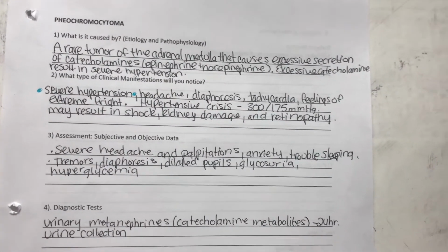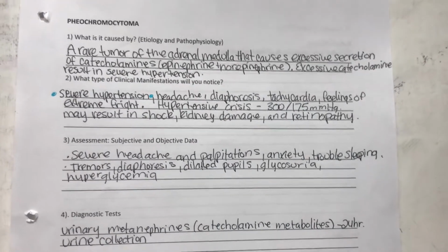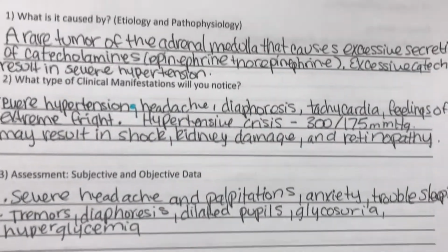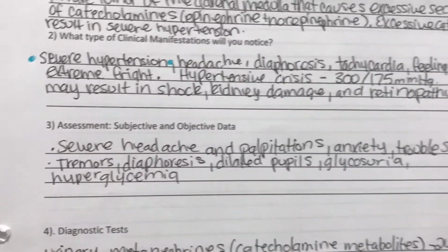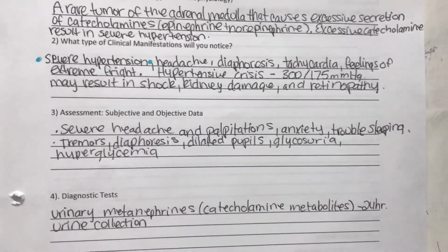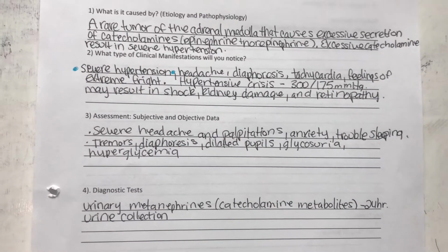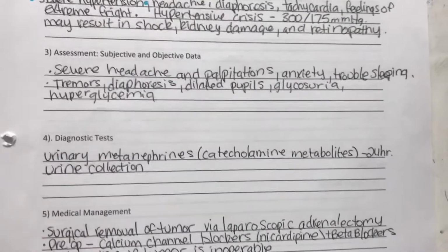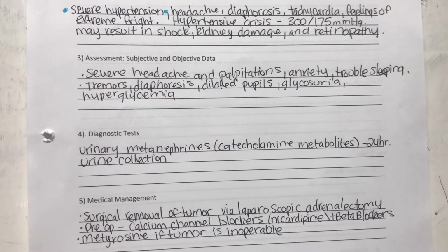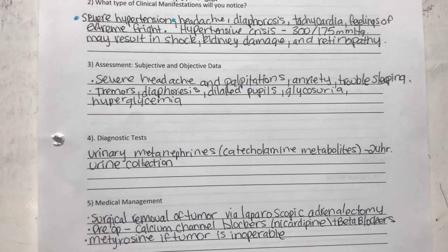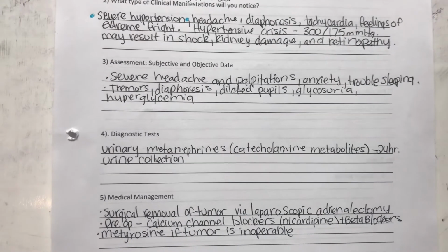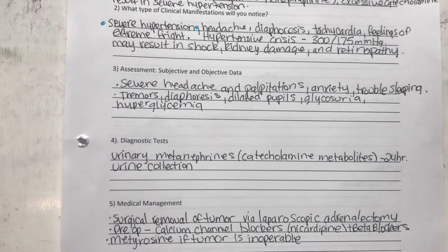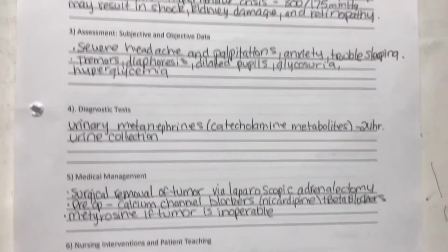So they're going to have headaches, diaphoresis, tachycardia, feelings of extreme fright. They can go into a hypertensive crisis where their blood pressure is 300 over 175. So really high levels of high blood pressure. That may result in shock, kidney damage, and retinopathy. So again, they're going to have a severe headache, palpitations, some anxiety, trouble sleeping, tremors, diaphoresis, dilated pupils, glycosuria. So they're going to have some glucose in the urine, and they're going to be hyperglycemic, so high blood sugar.